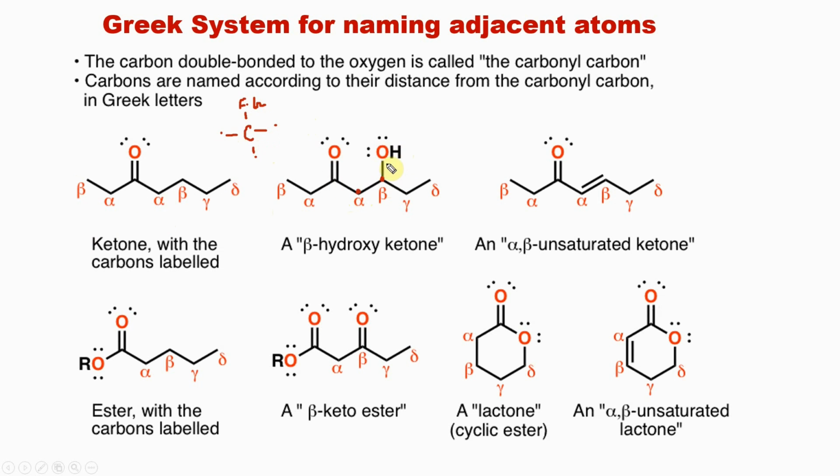When you compare with this OH, what will this carbon be? This carbon is gamma compared to C double bond O. But when this carbon is compared to OH, this becomes alpha. So it depends on the functional group. Compared to OH, this is alpha, this is beta. Similarly, compared to OH, this is alpha, this is beta. Okay? Otherwise this is pretty straightforward.